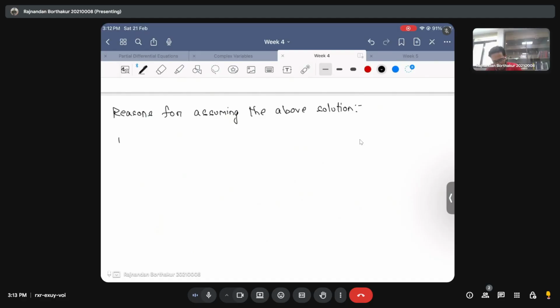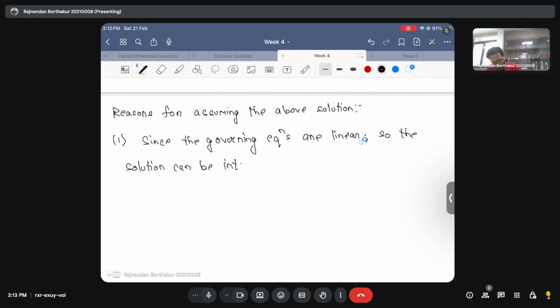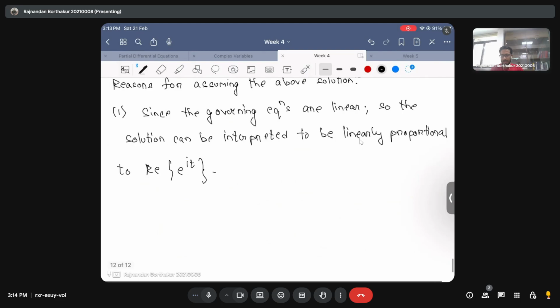Okay, so the first reason is that since the governing equations are linear, the solution can be interpreted to be linearly proportional to, maybe I'll write, real part of e power i t. Okay, that's one of the reasons.